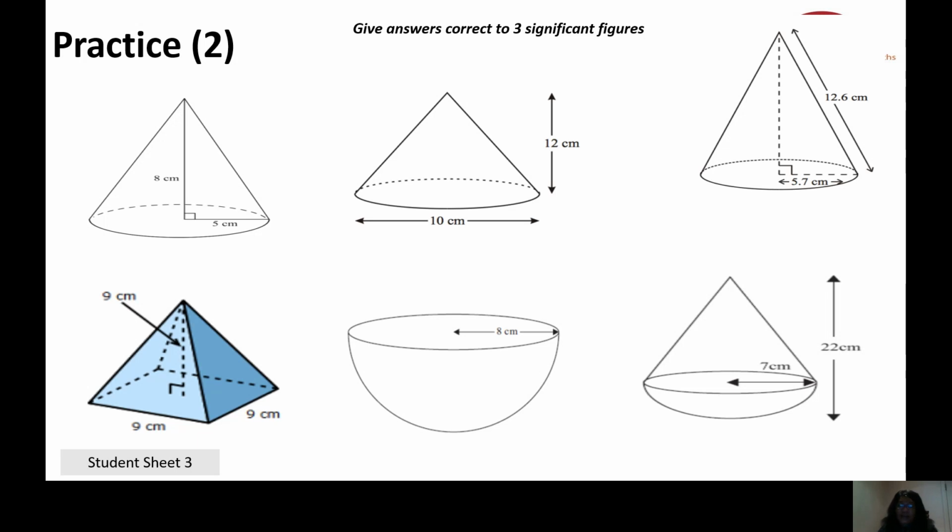And finally, the last question on the second row on the right, that question is actually a cone that is sitting on a hemisphere. The height of the cone all the way down to the bottom of the hemisphere is 22 centimeters. Okay, so you should start, and you have 10 minutes to complete this.